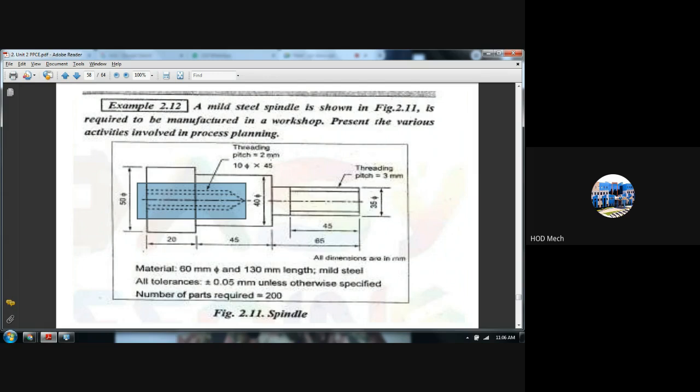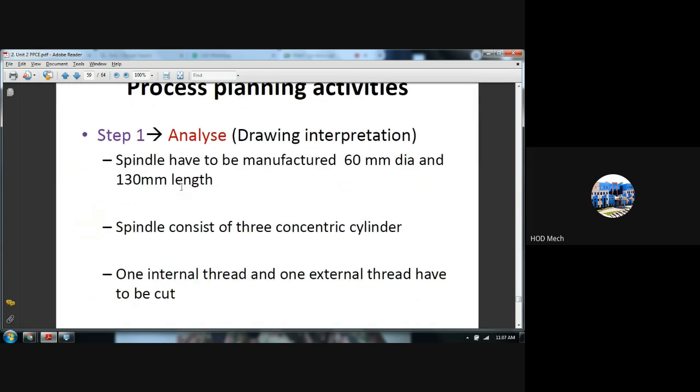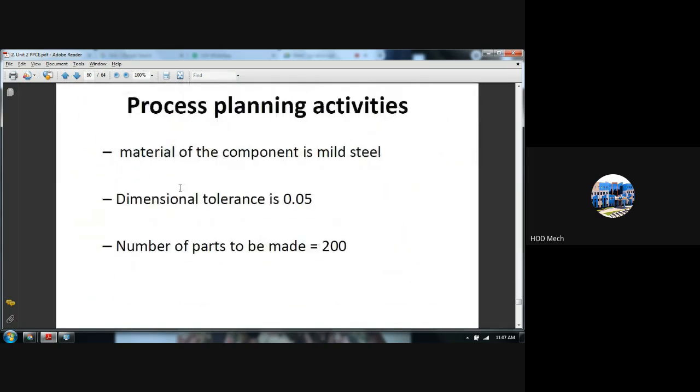Internal threading, pitch is 2 mm, and the diameter of this internal thread, in the internal drill, is 10 diameter and 45. This is the measurement based on which you are going for the threading operation. So basically you are having 3 concentric circles, 1 internal thread, 1 external thread. That's all, right? Now this operation has to be done and you are going to start the process.